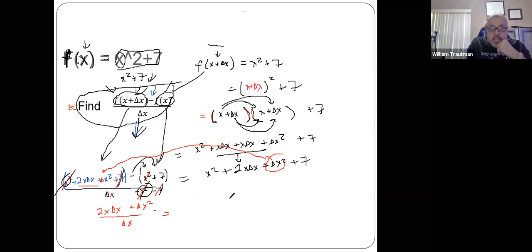Now, if you look at the top, I'm going to factor out a change of x. And I'm left with 2x plus change of x, because it's an x squared, I took one of the change of x's out here and here. All over change of x. These cancel. And then this is the answer then. This is the final answer.